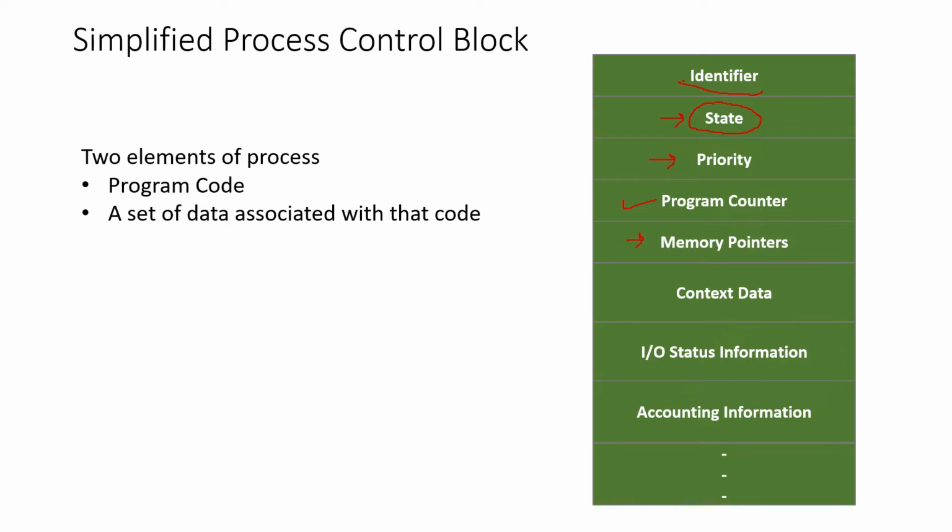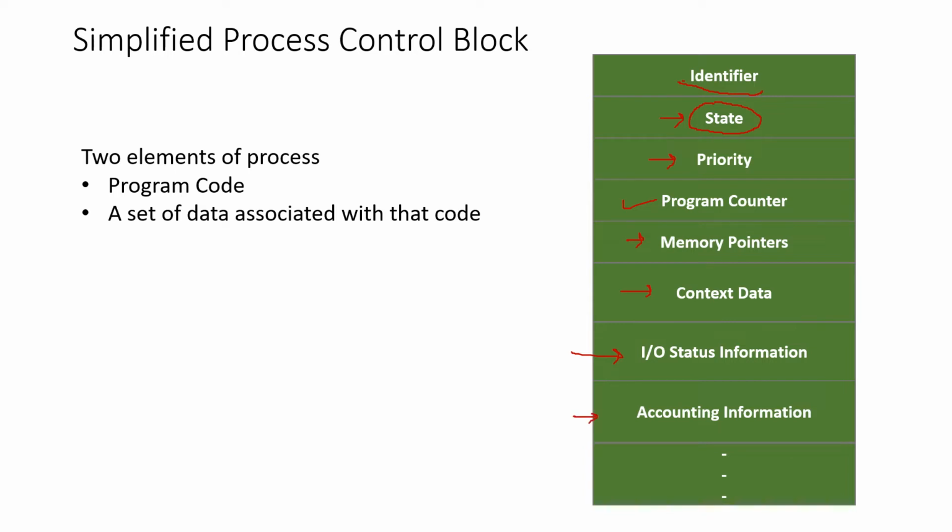Then memory pointers. It includes pointers to the program code and data associated with this process and any memory blocks shared with other processes. Next, context data. This is the data which is present in the registers in the processor while the process is executing. Then I/O status information. This includes outstanding I/O requests, I/O devices assigned to this process, a list of files in use by the process, and so on.